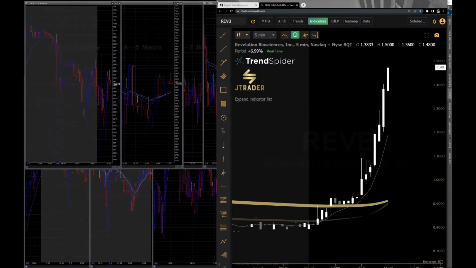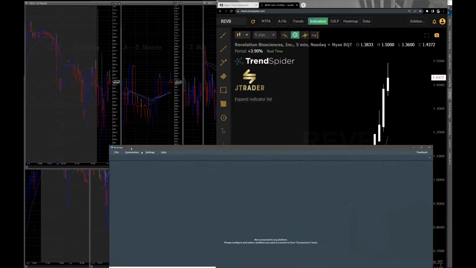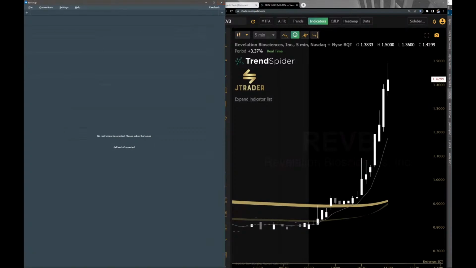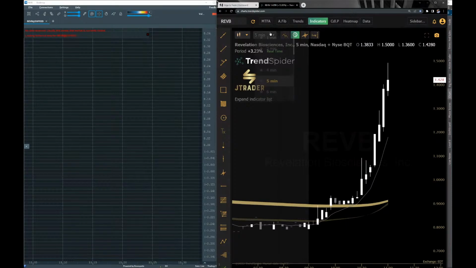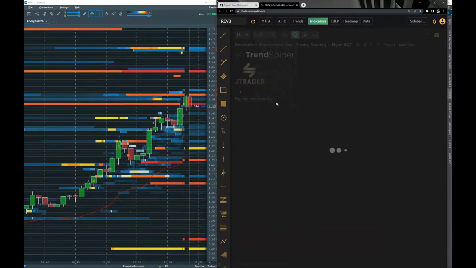I'm going to put back over here Bookmap. So these are all the connections I have. This is for the stocks, so DX feed. And we're going to put now RevB and look into this. So let's dig into RevB, and I can tell it's a small cap.